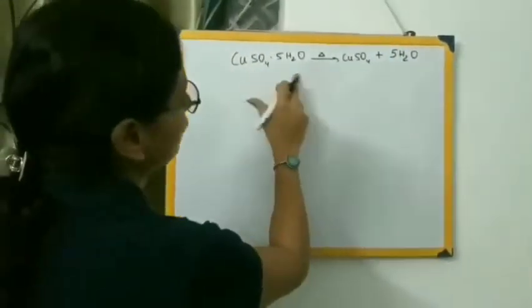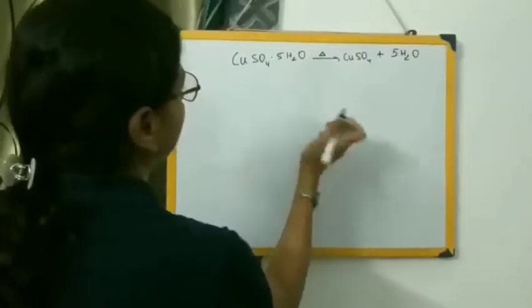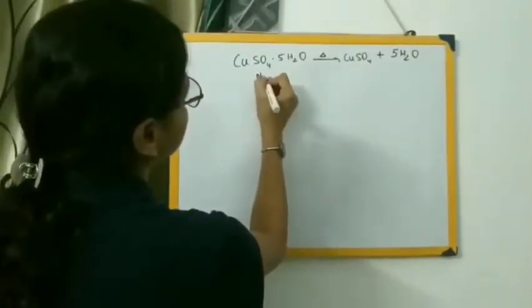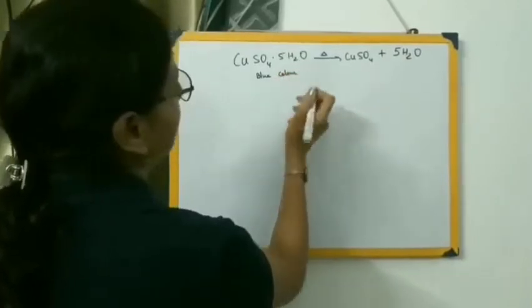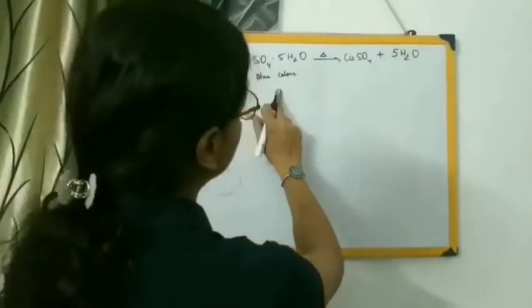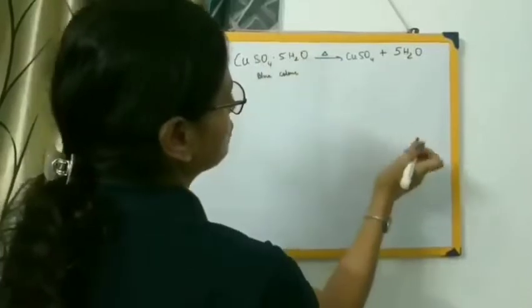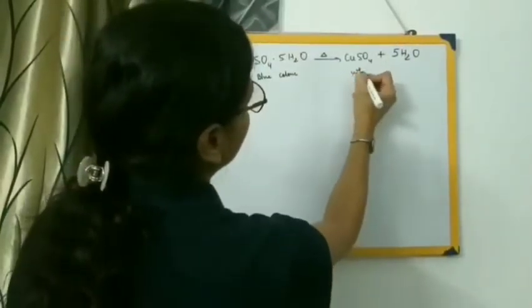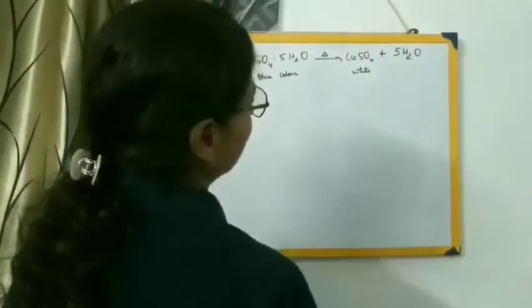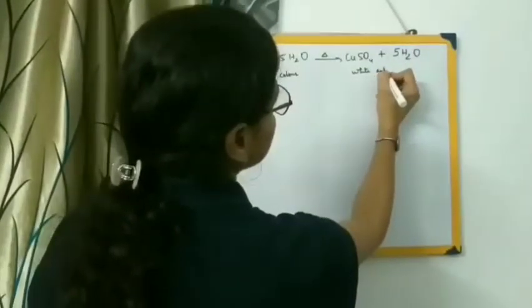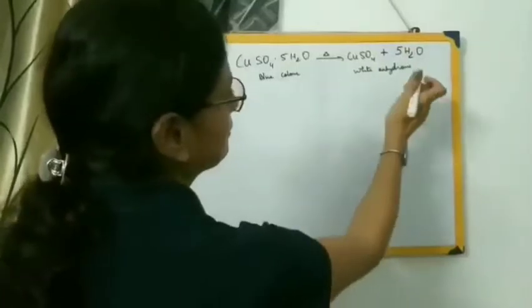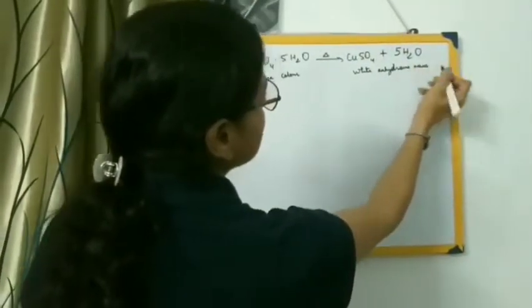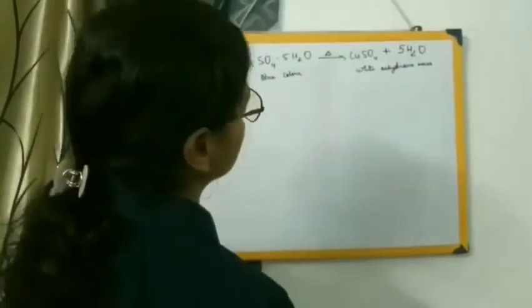Now copper, this is called hydrated copper sulfate. It is blue in color, blue color crystals. And when we heat it, what will happen? It will lose its 5 molecules of water and form white colored crystals. That is, it becomes a white anhydrous mass. It loses these 5 molecules of water.